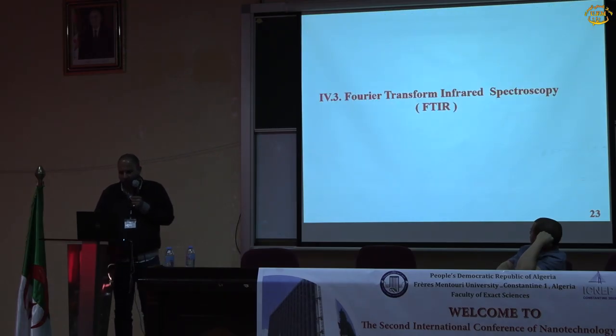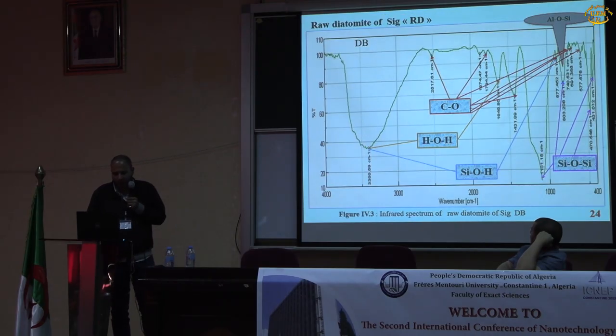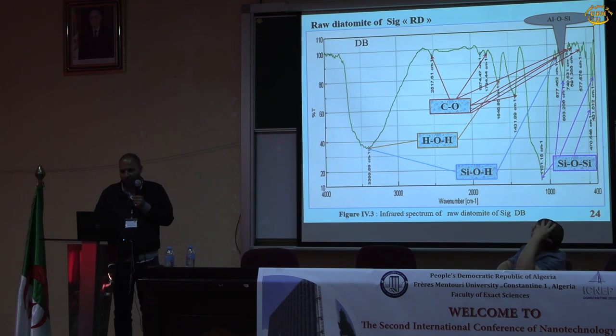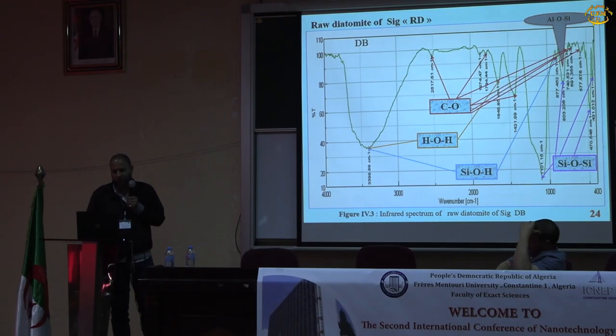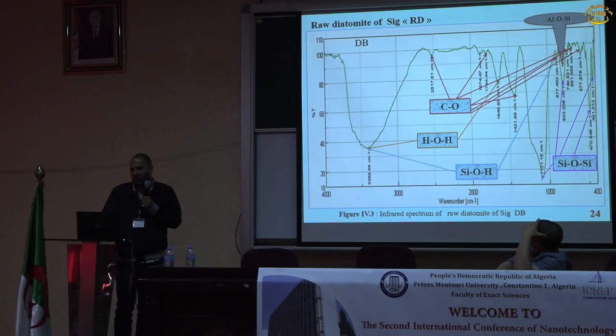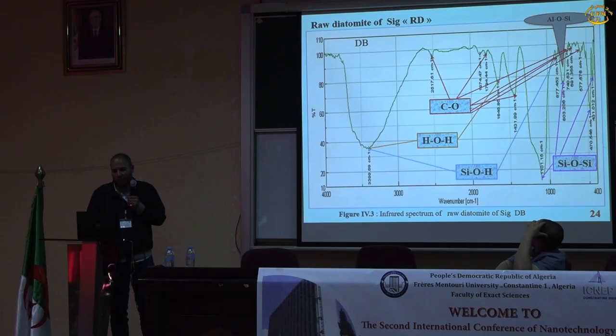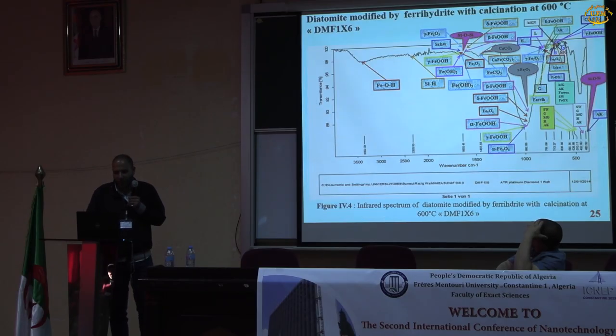Fourier transform infrared spectroscopy. For diatomite of Sig, there are many absorption bands. The absorption bands are from calcite, the absorption band of OH from physisorbed water, the absorption band from silanol groups, the absorption band of siloxane groups, and the absorption band of the ferrite group. For diatomite modified by ferrihydrite with calcination, there are new absorption bands.